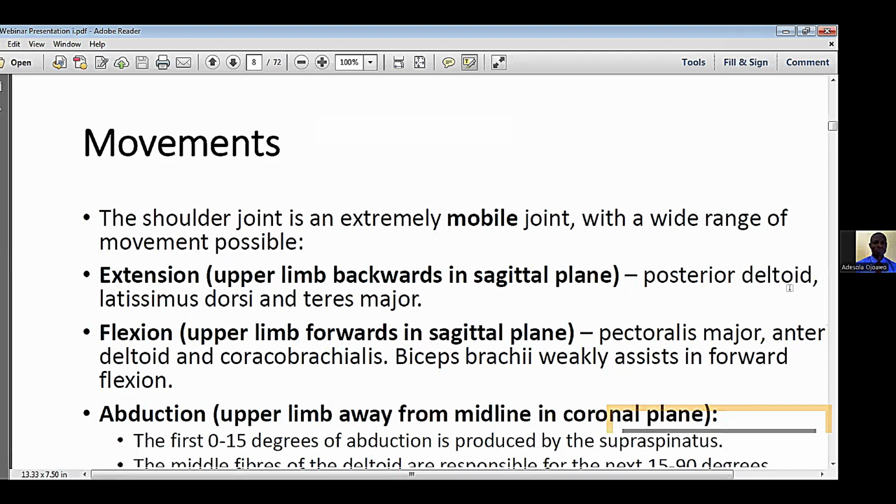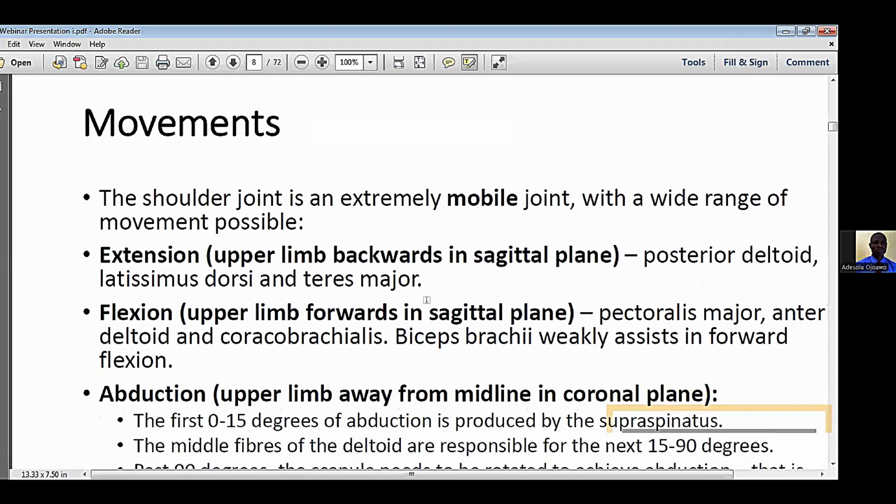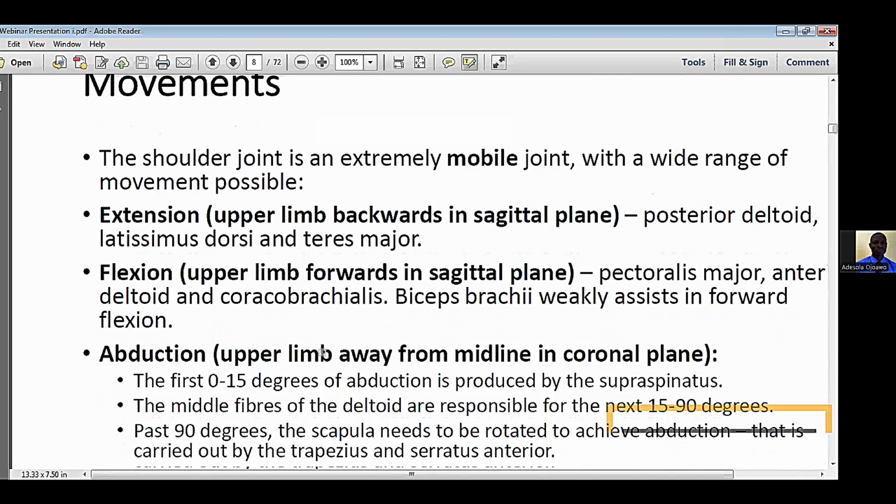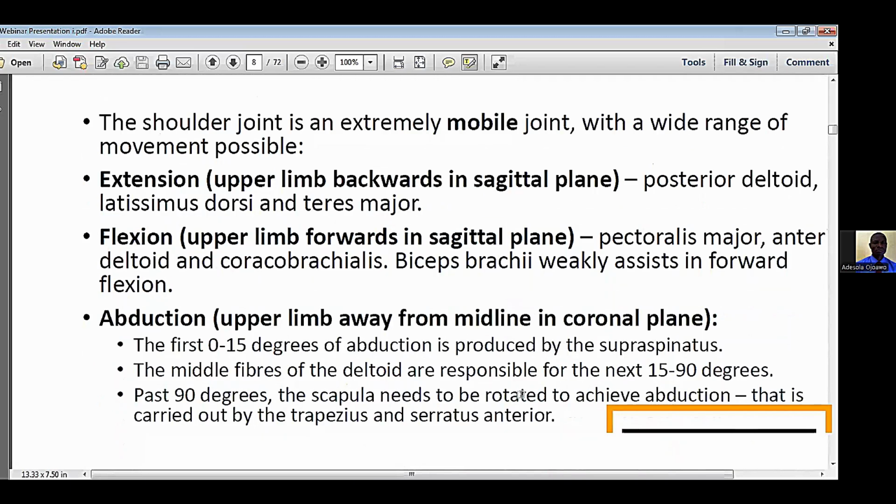For extension, we have the posterior deltoid, latissimus dorsi and teres major working there. For flexion, we have pectoralis major, anterior deltoid, and coracobrachialis. Biceps brachii weakly assists in forward flexion. For abduction, the first 10 degrees is produced by supraspinatus. The middle fibers of the deltoid are responsible for the next 50 to 90 degrees. After 90 degrees, the scapula needs to rotate to achieve abduction, and this is carried out by trapezius and serratus anterior.